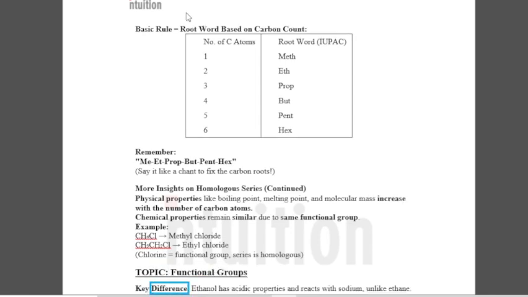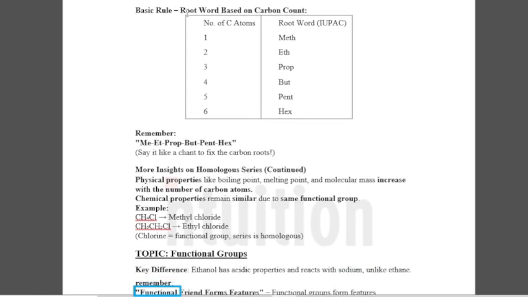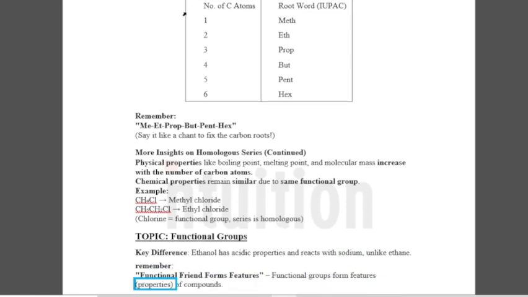Key difference: ethanol has acidic properties and reacts with sodium, unlike ethane. Remember, the functional group forms features. Functional groups form the features and properties of compounds.